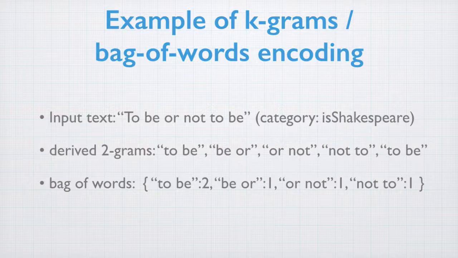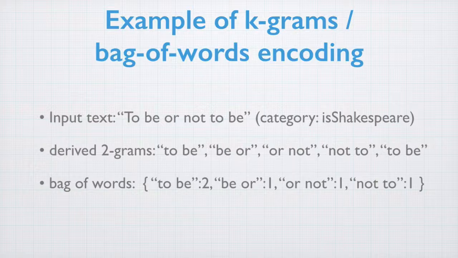An example of a k-grams or bag of words encoding, as may occur from natural language processing or text classification, is given by looking at this phrase, to be or not to be, that we're going to categorize as being from the author Shakespeare. The derived 2 grams are all the adjacent pairs of words seen in this fragment: to be, be or, or not, and so on. The bag of words is a multiset or vector where each of these 2 grams is represented with how many times it occurred in the document, document being the segment of text for processing. So to be occurs twice and everything else occurred once.